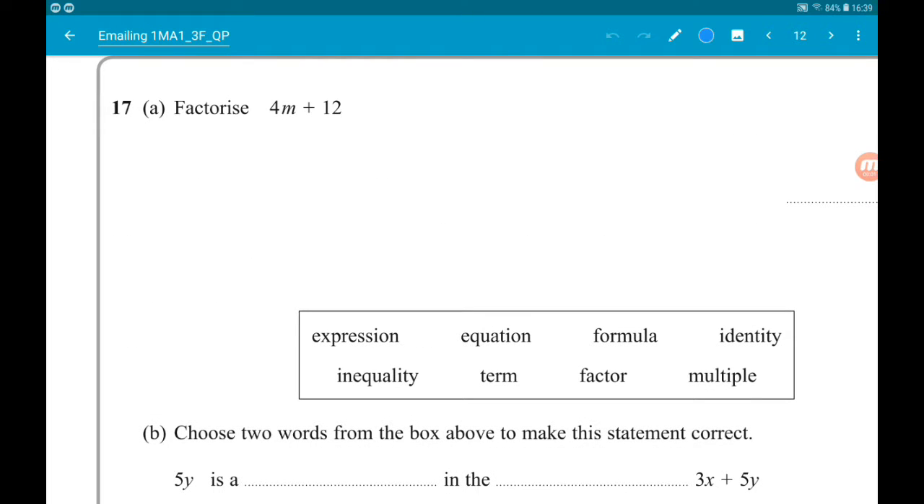Okay, 17a wants us to factorise 4m add 12. So, factorise means to put back into brackets. So the common factor here is 4. Now 4m divided by 4 is just m. And then 12 divided by 4 is 3.